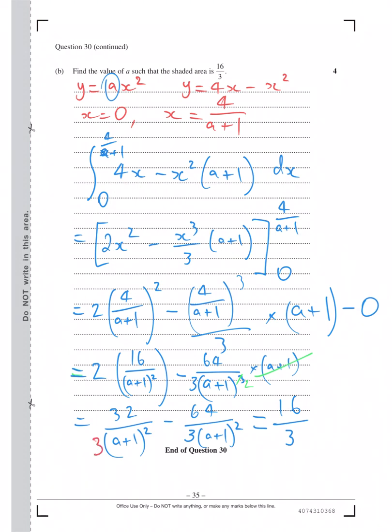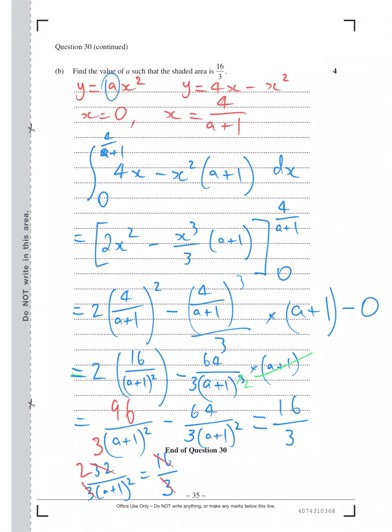Now I need to multiply this side by 3, which means this 32 is going to become 96, which is my 32 multiplied by 3. So I've got 96 minus 64 gives me 32. So what I've got is 32 on 3 a plus 1 all squared is equal to 16 on 3. The on 3's can actually go. I'm also going to reduce out these 16's, divide both sides by 16, and this will become a 2.